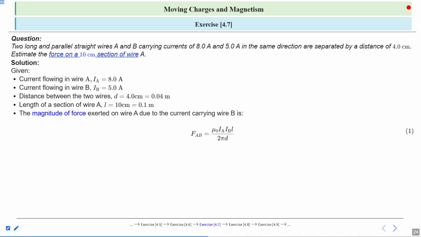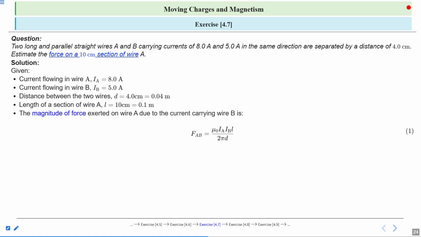Okay, so magnitude of force exerted on wire A due to current carrying wire B is FAB equal to mu naught IA IB L upon 2 pi D. Force per unit length, which we have derived, is mu naught IA IB upon 2 pi D. This is force per unit length. But now we are considering the 10 centimeter section of wire, so we have to multiply the force per unit length with L.